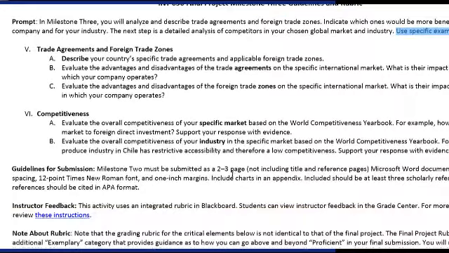So section 5, we're going to be looking at trade agreements and foreign trade zones. A, describe your country's specific trade agreements and applicable foreign trade zones. So you're going to describe the country you selected, not the United States, but the country you selected for your business to conduct its business and to be located, your offshore business.